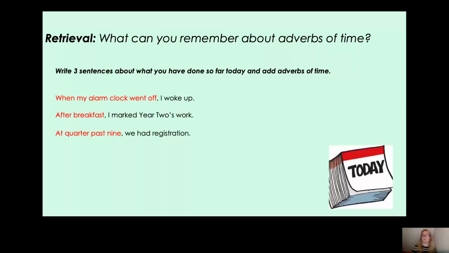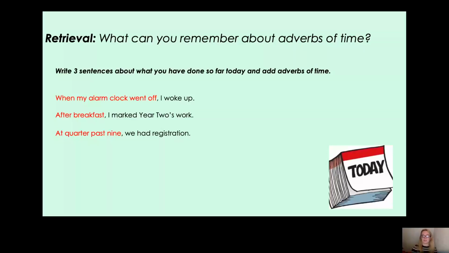Next, I marked Year 2's work after breakfast, and the adverb of time after breakfast is telling me when I marked Year 2's work. And then in the third one, what is my adverb of time? We had registration. Yes, we had registration at 9:15. So I've given a specific time there that we had registration. Now, have you included an adverb of time in each of your sentences? Fantastic. Well done if you have.